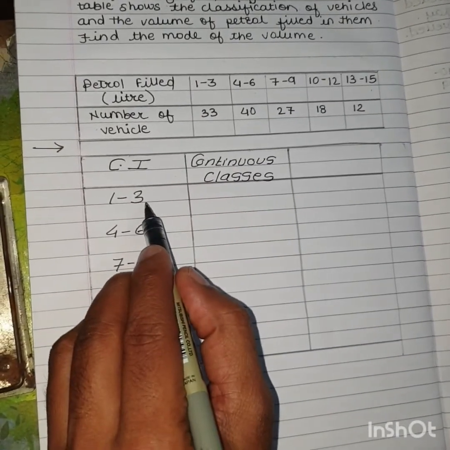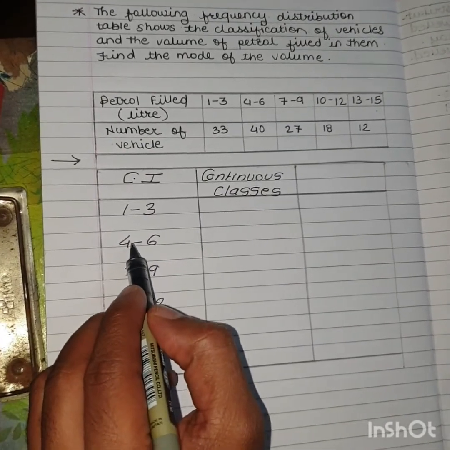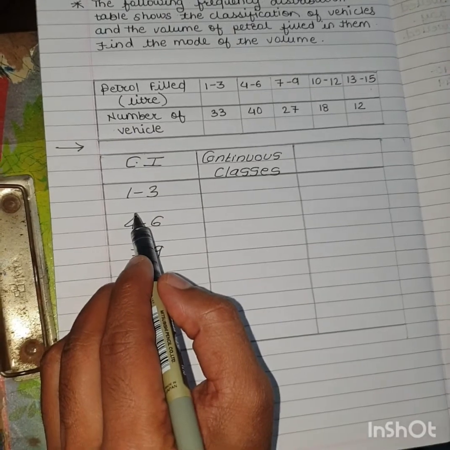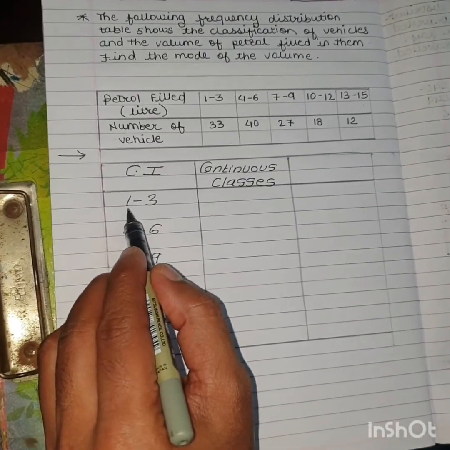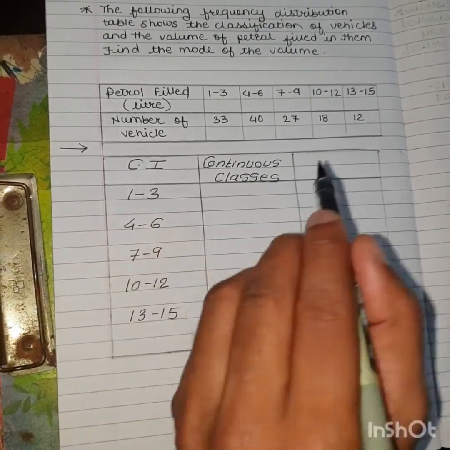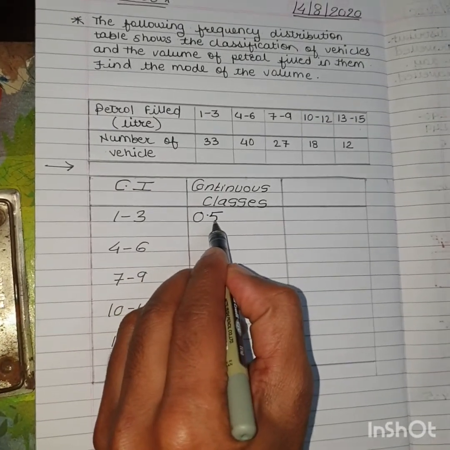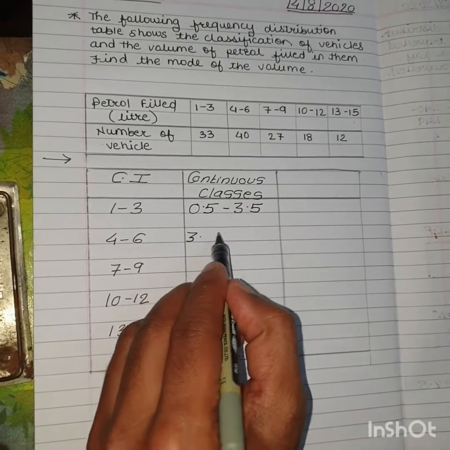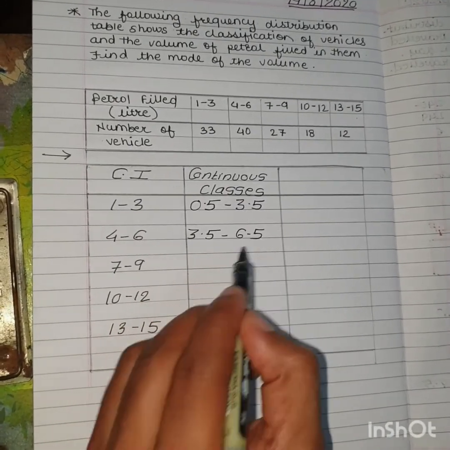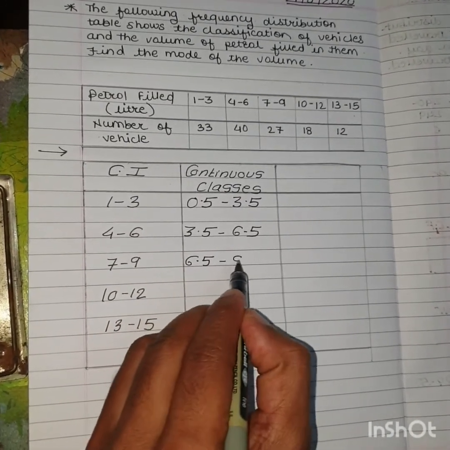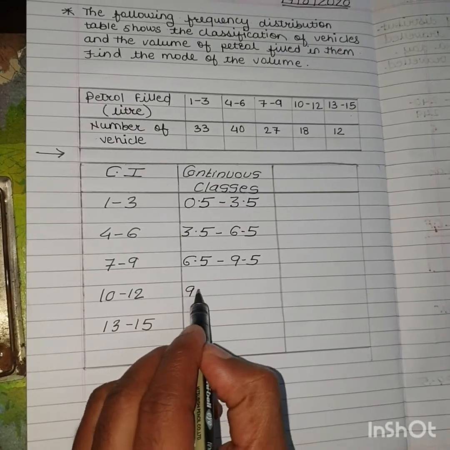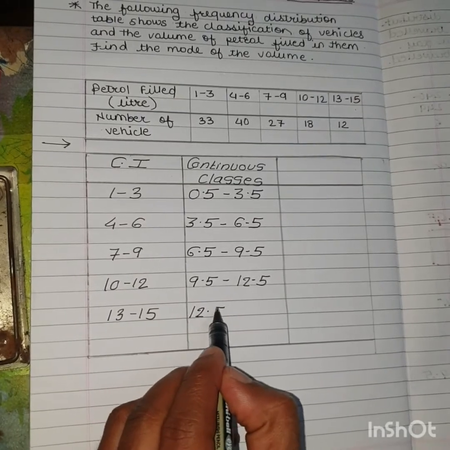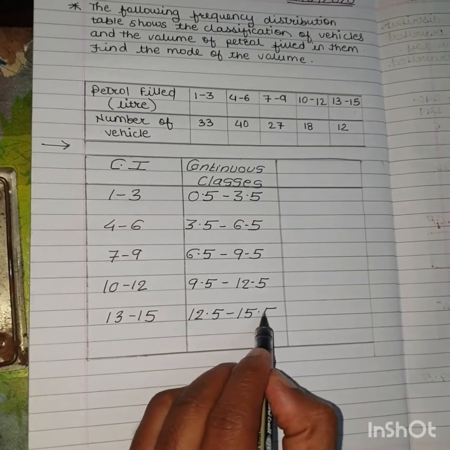The first class ends at 3 and the second class starts at 4. So the difference is 1, divided by 2, your answer is 0.5. Subtract it from the lower limit and add it to the upper limit. So 1 minus 0.5 is 0.5, 3 plus 0.5 is 3.5. 3.5 to 6.5, 6.5 to 9.5, 9.5 to 12.5, 12.5 to 15.5.